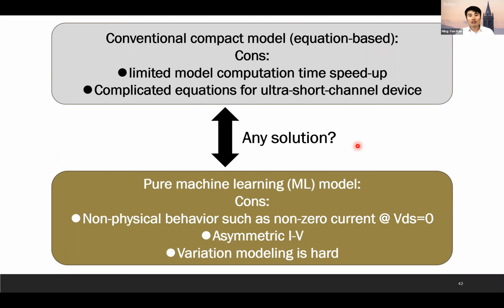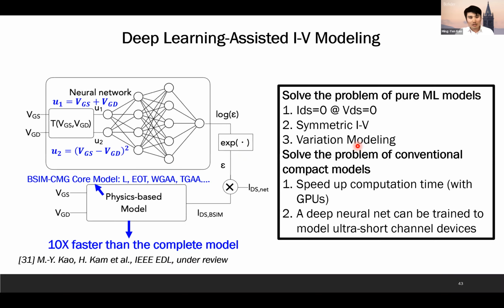And is there any solution in between? And the answer is yes. We propose this hybrid, physics-based model. We retain a few core equations. If you remember, we introduced BSIM, which has the core IV-CV model and peripheral non-ideal effects. We can retain the core IV and CV model. It could be 10 times faster, with less computation time than the complete model. And we feed the VGS and the different bias conditions into that.